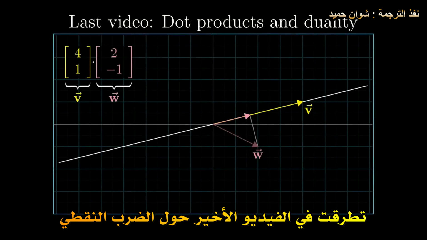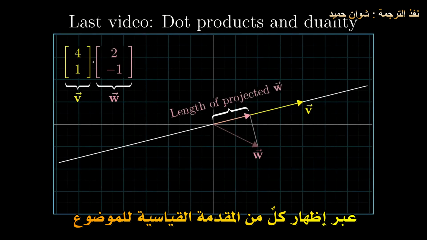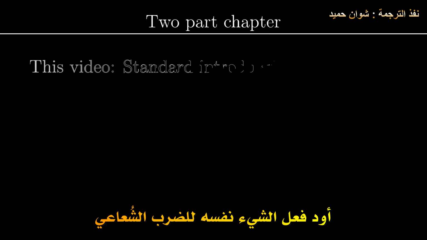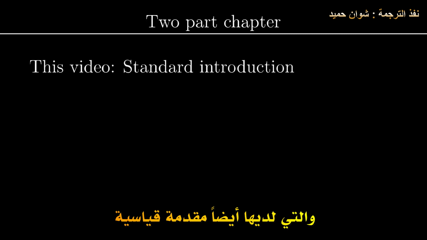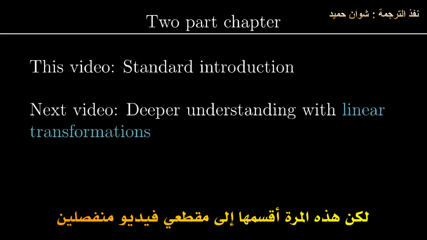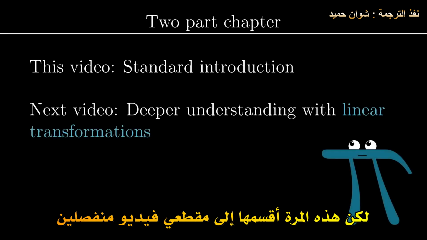Last video, I talked about the dot product, showing both the standard introduction to the topic, as well as a deeper view of how it relates to linear transformations. I'd like to do the same thing for cross products, which also have a standard introduction, along with a deeper understanding in the light of linear transformations, but this time I'm dividing it into two separate videos.